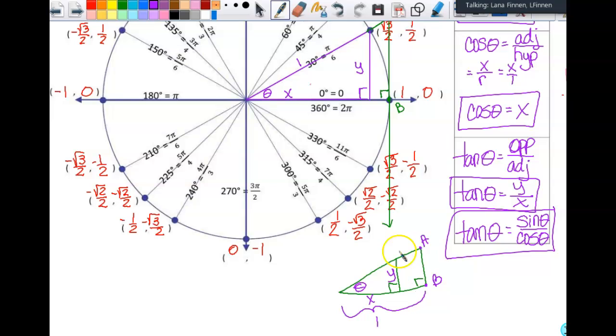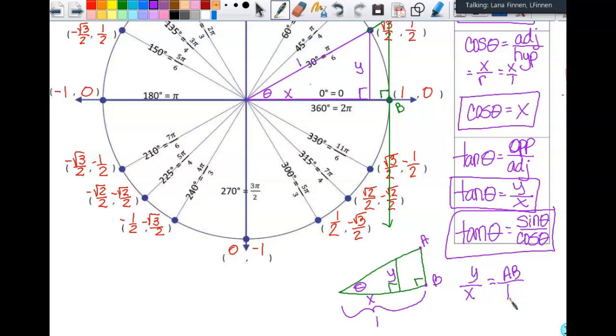So I'm going to say that if I put this side, which is Y, over this side, which is X, so that's this side of the little one over this side of the little one. The side that corresponds to Y is AB, so it's going to go in the numerator. And then the side that corresponds to X is 1. So it's really just that Y over X equals the length of AB.